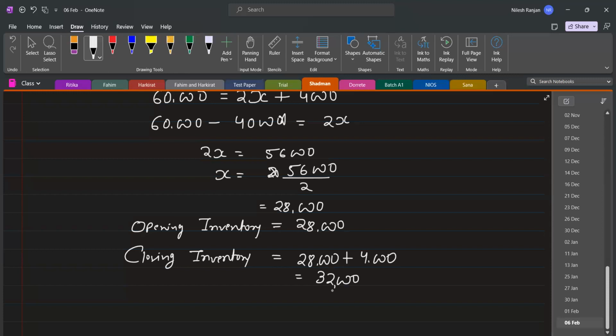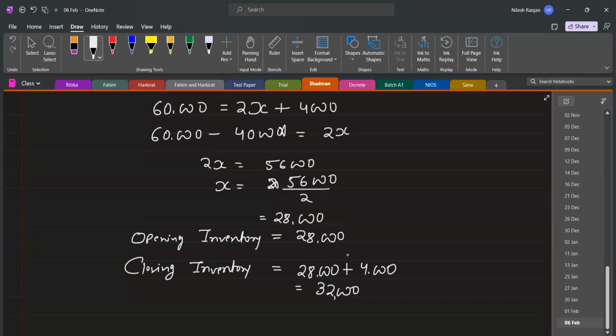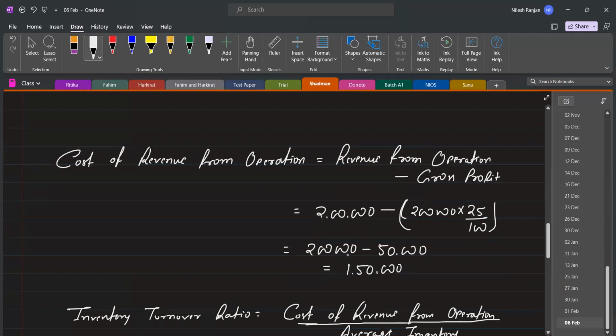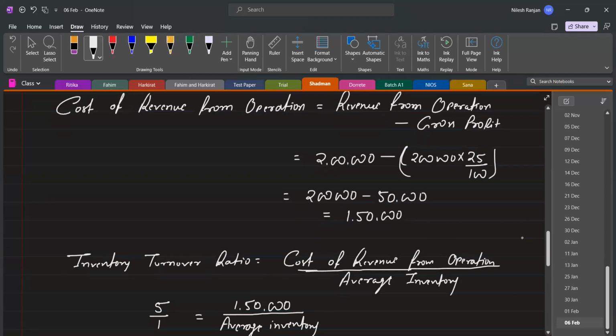This is how we solve this type of question. So see this question, because this type of question is generally asked in examination, this is very important. Maybe not the inventory turnover ratio, but for other ratio portions, questions of this type can be asked. So please understand this concept, and then you have to solve.